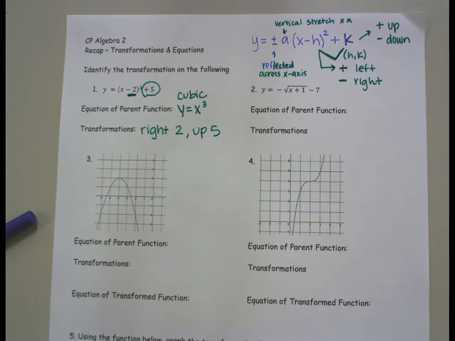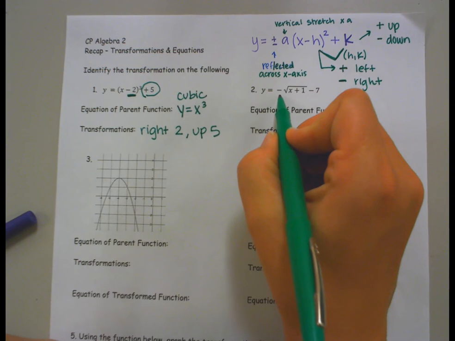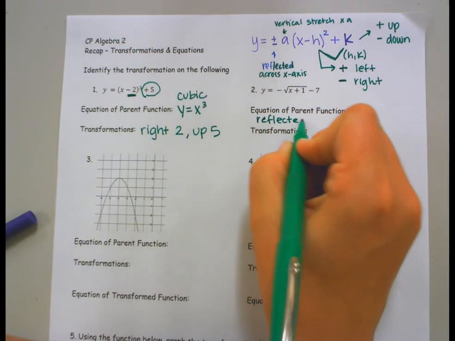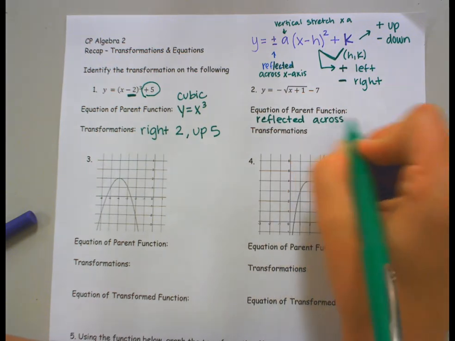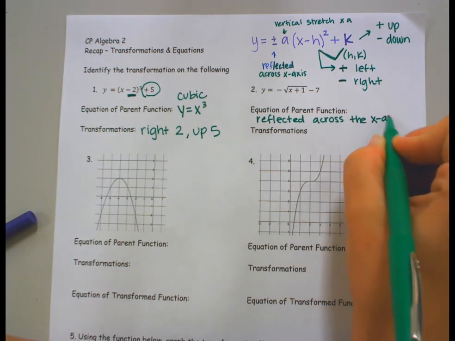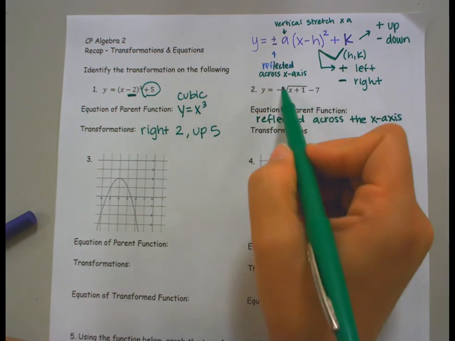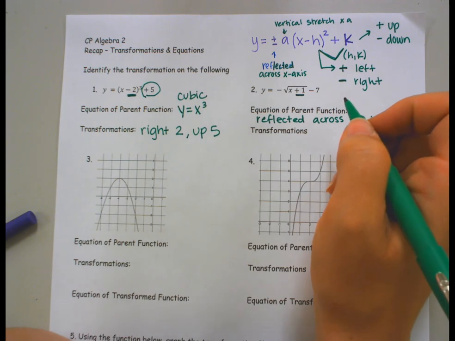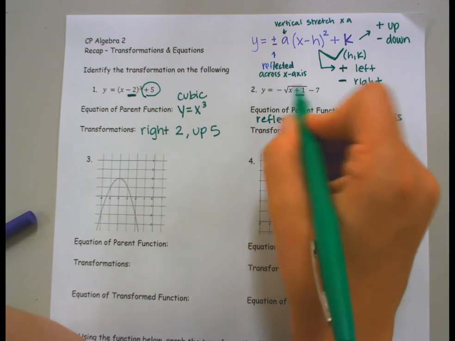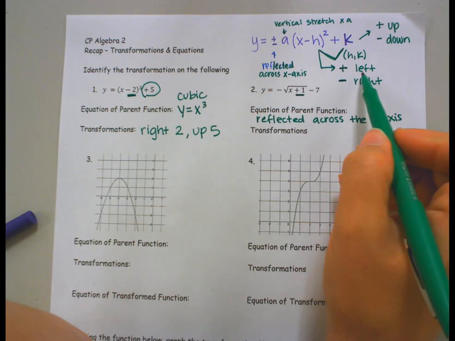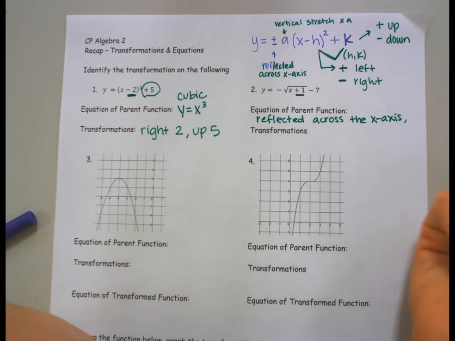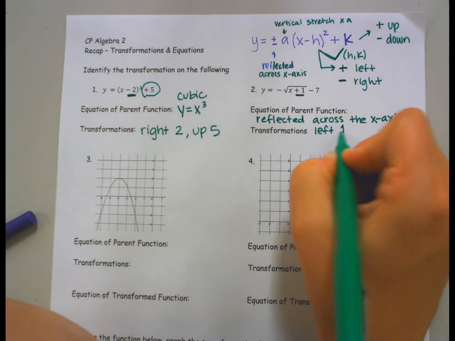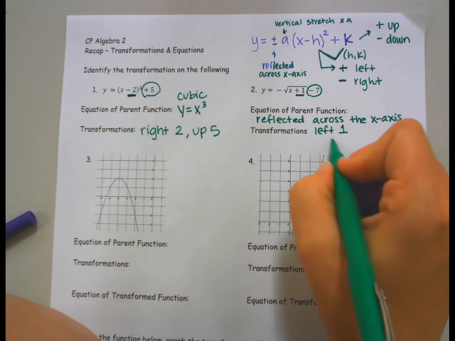All right, so if we look at number 2, we have this negative sign in the front. That tells us that we reflected across the x-axis. Then there are no numbers, so there was no vertical stretch. Then I have a plus 1 inside with the x, inside my square root. That plus 1 means I went left 1. I wrote this in the wrong place, I'm so sorry, but I'm just going to write my left 1 here. And then my minus 7 means I went down 7.